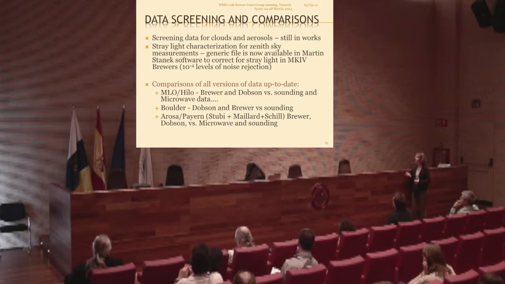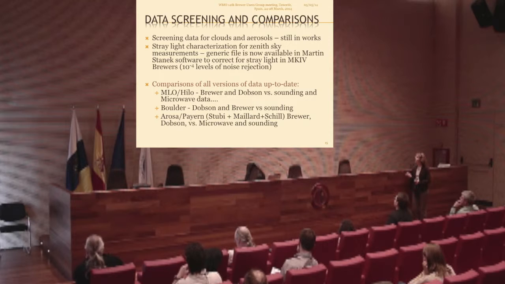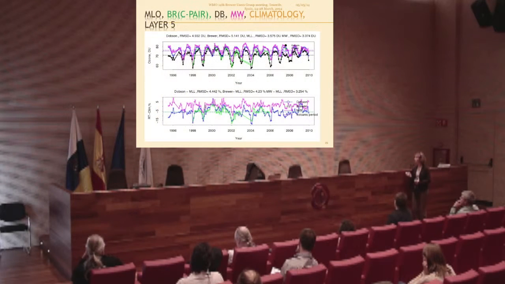You still have to deal with data screening. We use the ratio of two sequential measurements at 320 nanometers to detect clouds in the view of the instrument. We also need to figure out the zenith sky stray light characterization; the generic function is good, but probably not as good as you want it to be. And there is still hope to do more intercomparisons between the different instruments and stations.